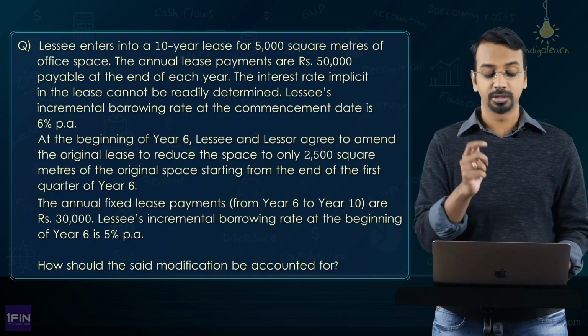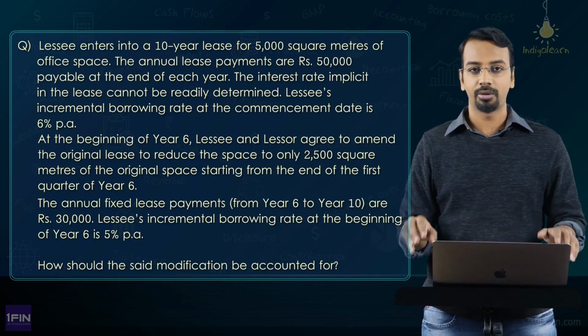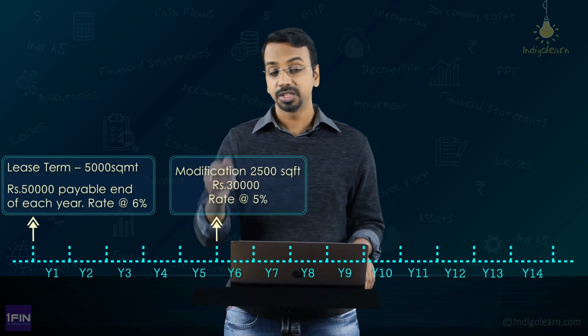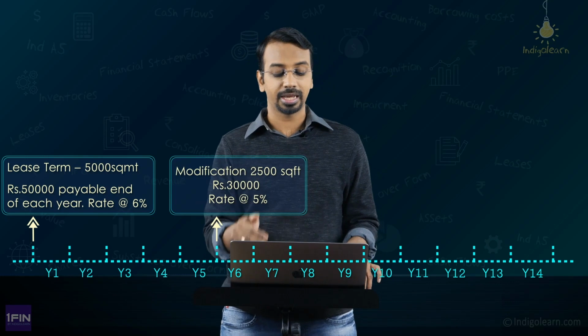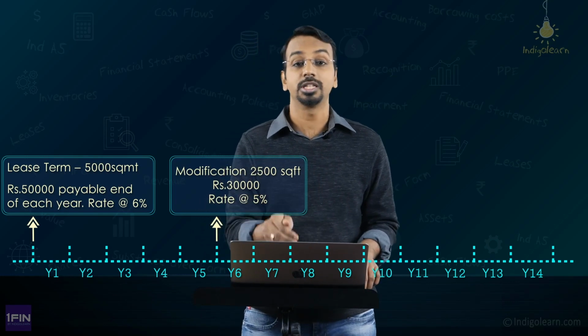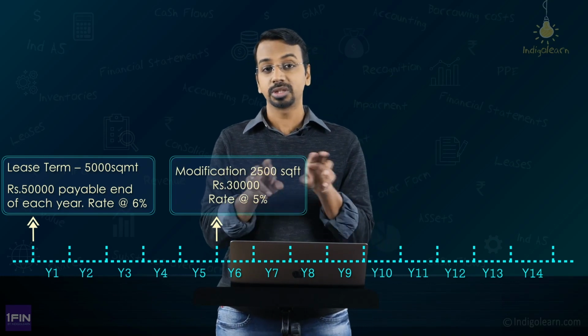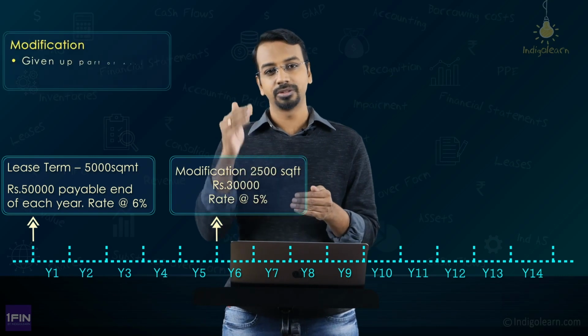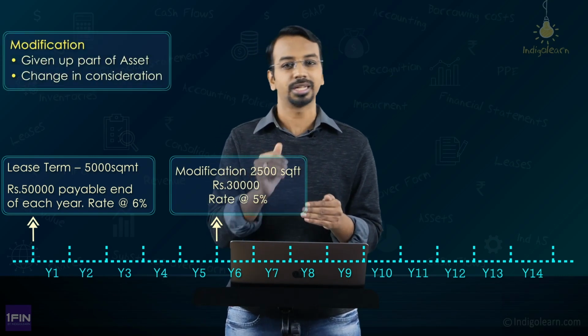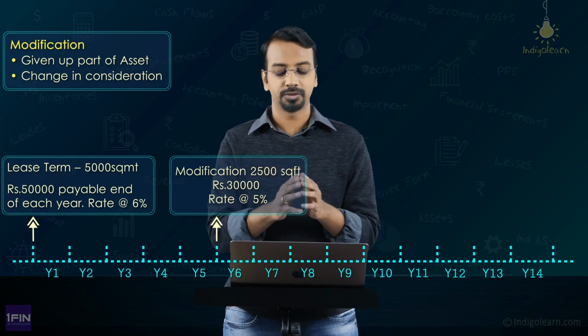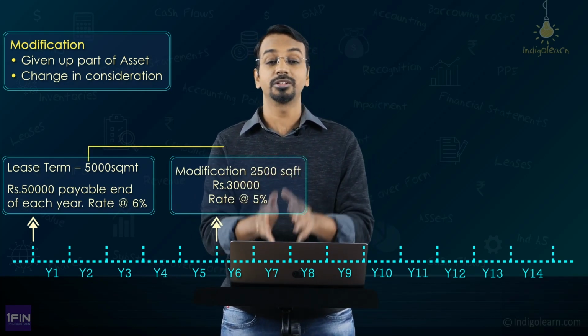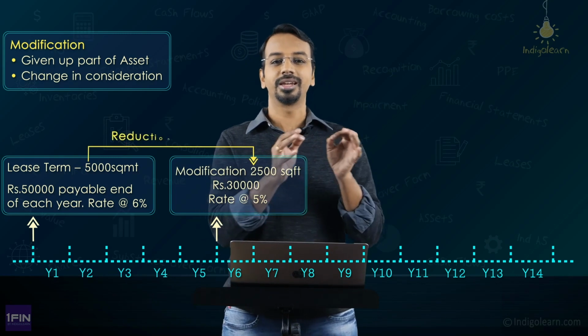Now, here, similar to the example that I was giving about our office space, we said we have given up 50% of the space, but you see the lease rentals have not come down by 50%. The lease rentals have come down only by 40%. So, here two things have happened. You have given up a right of use asset and then there is a change in consideration as well. So, the first thing that you need to ask is, is there a reduction in scope? If you look at it from 5000 square meters to 2500 square meters, there is a reduction in scope.